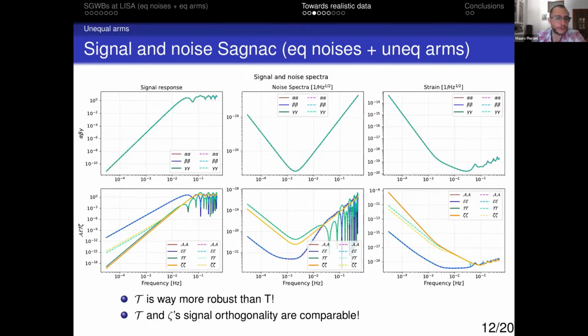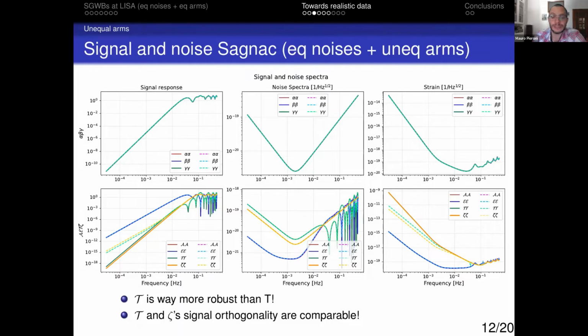Similar thing happens for alpha beta gamma. Again, first line is alpha beta gamma variables. Second line is the orthogonal combinations you can obtain out of alpha beta gamma. Again, you can see that some deviations from the equal arm case happen in the noise orthogonal variable, but in this case, this variable seems to be way more robust than the Michelson ones. So good news.